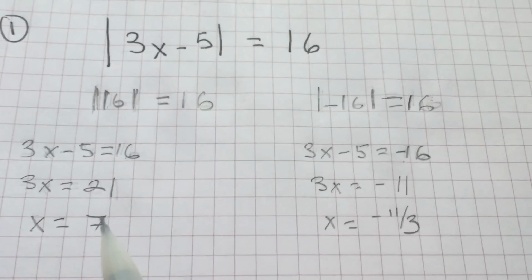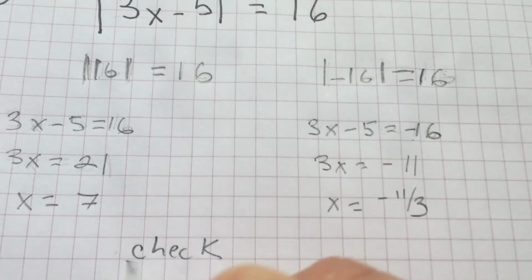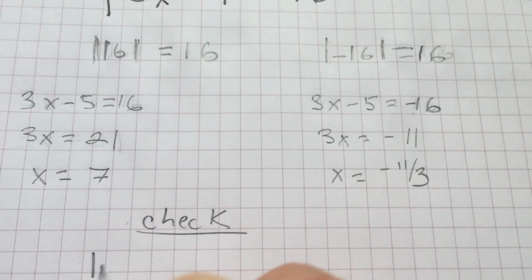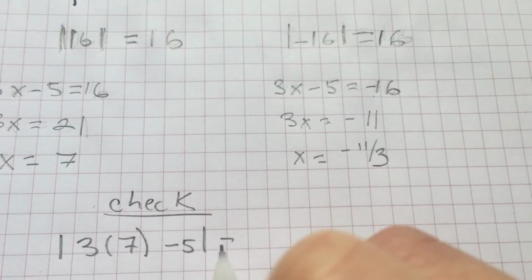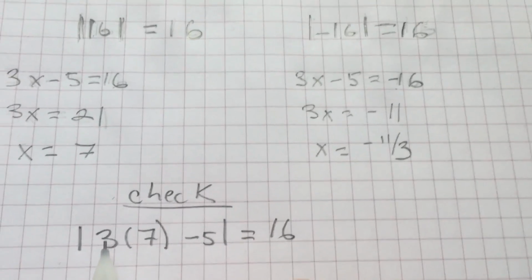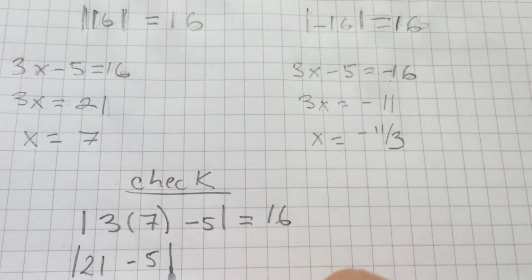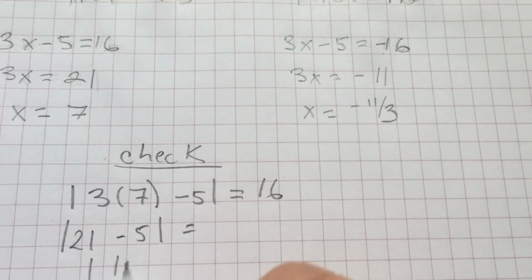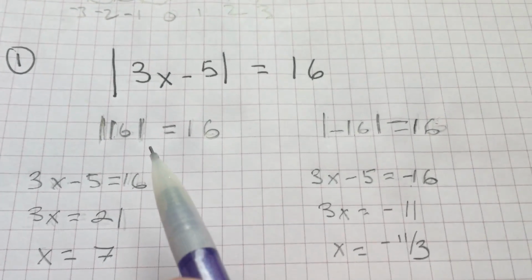Let's quickly check our work. If I plug a 7 in, the absolute value of 3 times 7 minus 5, I want to make sure it equals 16. Well, 3 times 7 gives me 21, so 21 minus 5 does in fact give me 16. The absolute value of 16 is 16, because I already told you that right here.